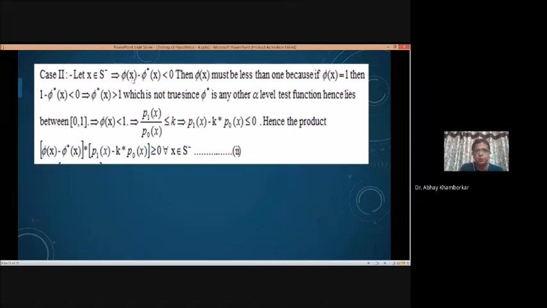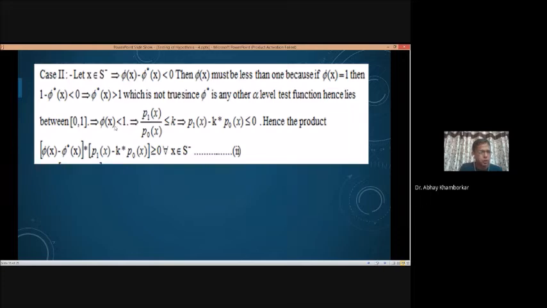क्योंकि यहाँ पे अगर मैं 1 पुट करता हूँ, then I will have 1 minus phi star of x less than 0, implies that phi star of x is greater than 1, which is not true, because as I said, phi star is any other test function, alpha level of course. That means it's a probability which cannot exceed 1, and therefore if we take phi of x equal to 1, we get phi star of x greater than 1, which is not true, and therefore we can say that phi of x must take a value less than 1. That means we have phi of x less than 1.